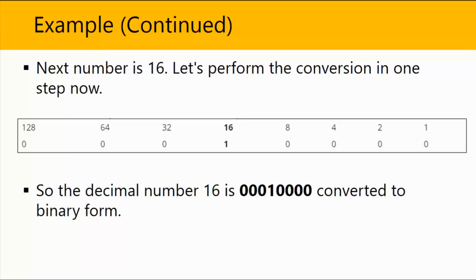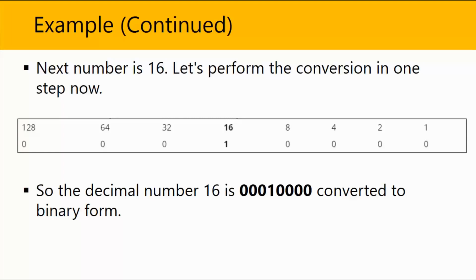But this time we will perform the conversion in one step now. So you can see what we've done is the number is 16. We started from 128, remember, left to right. So can you subtract 128 from 16? No. Can you subtract 64 from 16? No. Can you subtract 32 from 16? No. Can you subtract 16 from 16? The answer is yes. So you will write 1 under 16. And we have no remainder left, so the rest values will be 0.